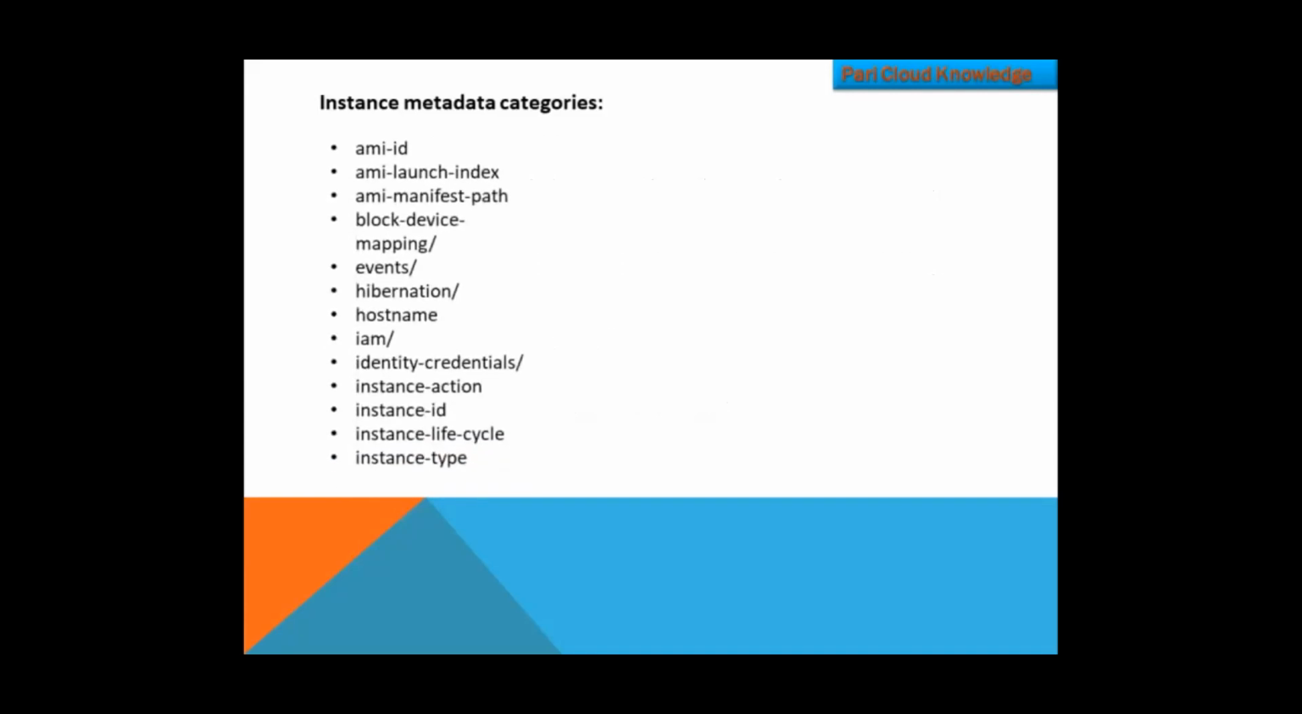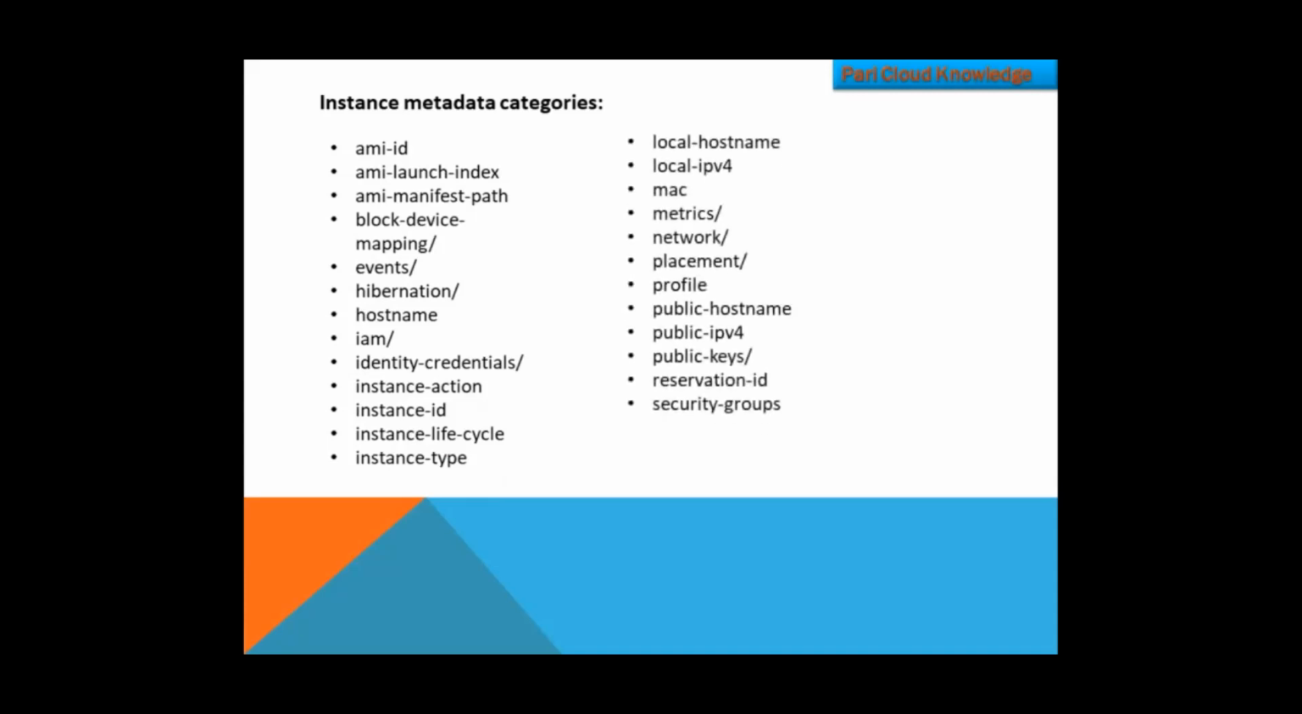Now we are going to discuss instance metadata categories, like AMI ID, AMI launch index, AMI manifest path, block device mapping, events, hibernation, host name, IAM, identity credentials, instance actions, instance ID, instance life cycle, instance type, local host name, local IPv4 address, MAC address, metrics, network, placement, profile, public hostname, public IPv4, public keys, reservation ID, security groups. I'll show you in the console while logging into the server.